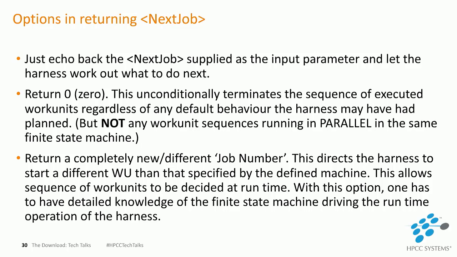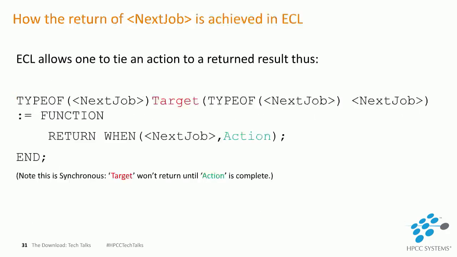That might happen if, for example, on a particular day you've got a particularly large ingest of data, you may want a slightly different sequence of work units to run. In that case, you might return a different job number that would cause the harness to go down a different route, just because of the size of that ingest that day, for example.